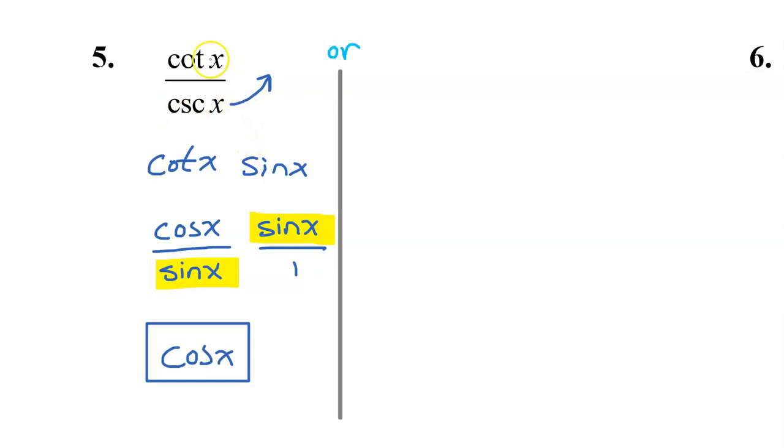Without the shortcut, we would simply rewrite both expressions in terms of sine and cosine. So for cotangent, we will write cosine over sine.